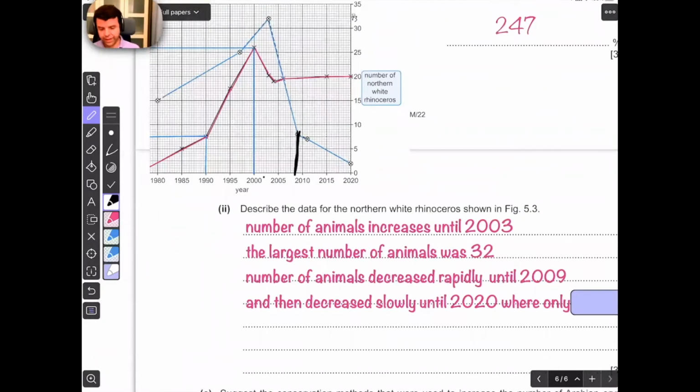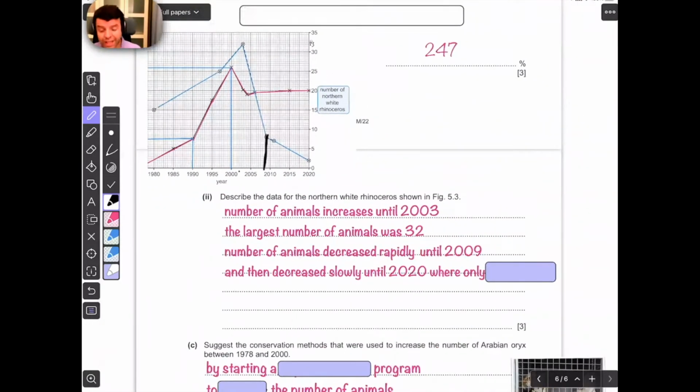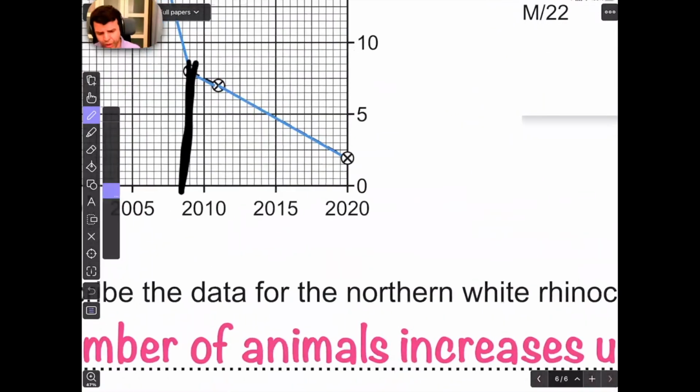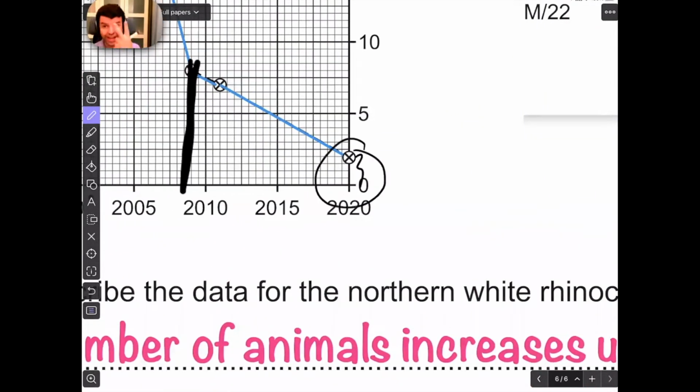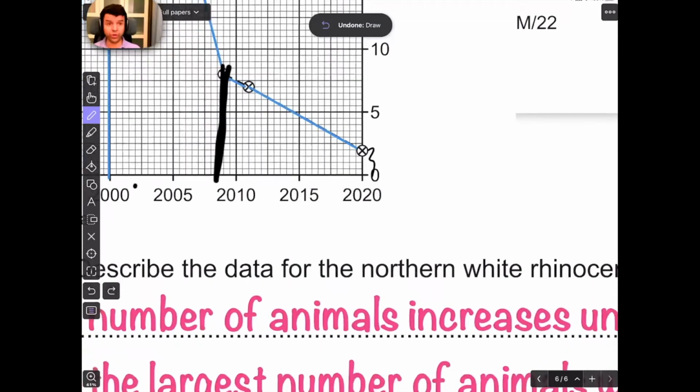And finally, then decreased slowly. We reached a very small number, like actually just 2 animals at the end.